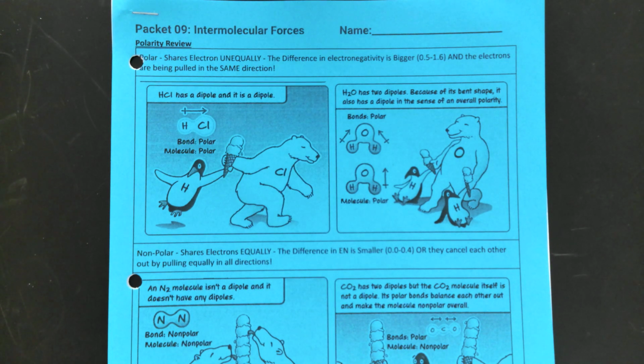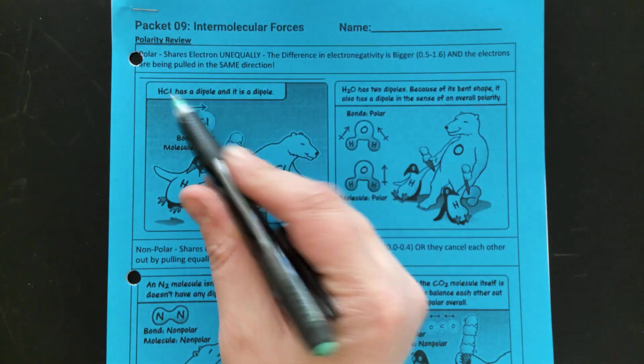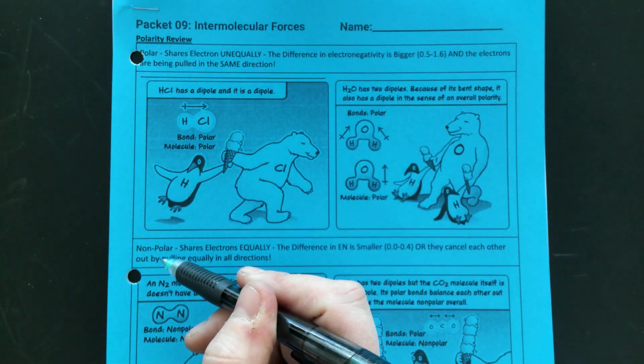Today I'm going to be going through a short video where I am going to discuss the first page of notes in your packet. So we are starting our topic on intermolecular forces, which we will talk about more in class. But what I want you guys to look at today is a little bit about polarity. So I want to remind you, we have two different types of covalent molecules. We have polar and nonpolar.